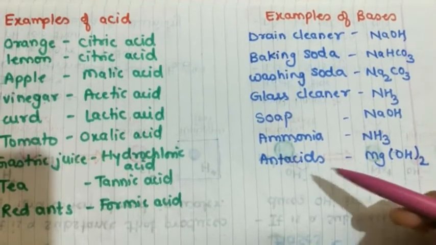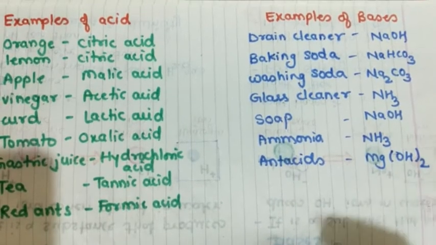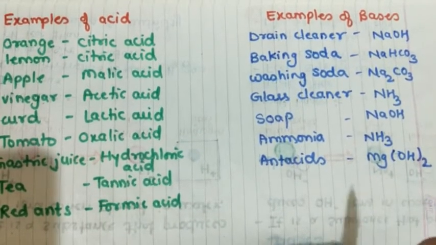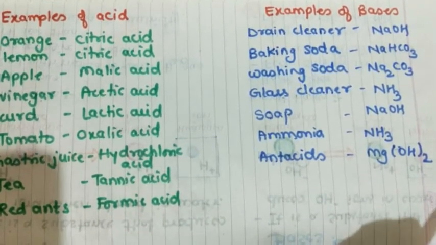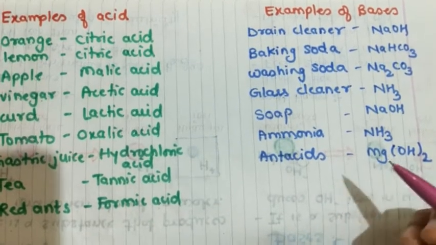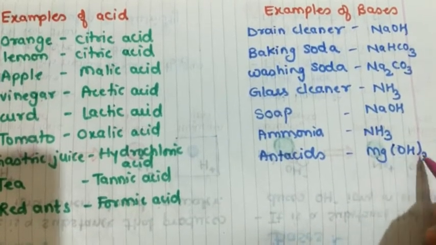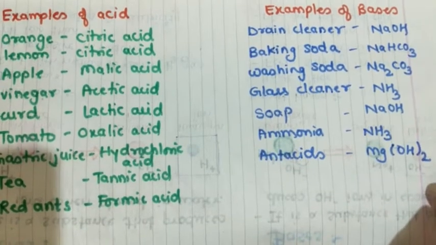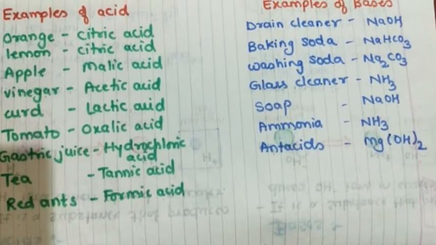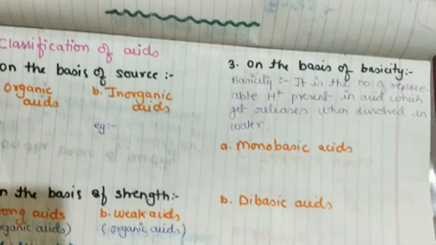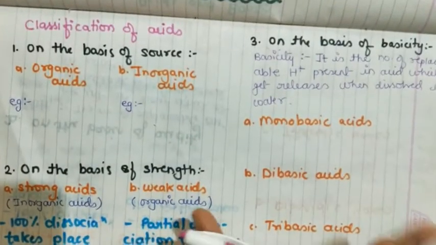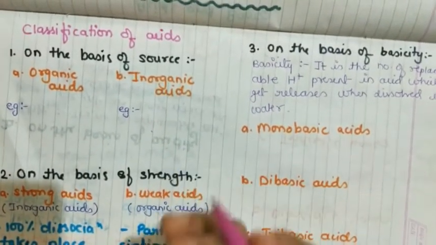And bases are generally used to neutralize the acid present in our body causing acidity. We use antacids, for example milk of magnesia, that is magnesium hydroxide. Now, if we talk about the classification of acids, then how are acids classified?